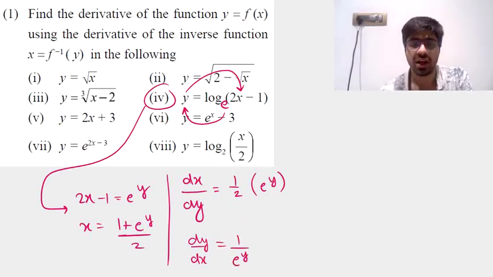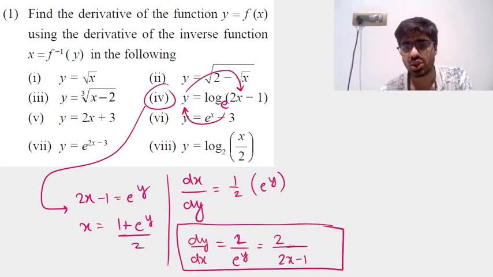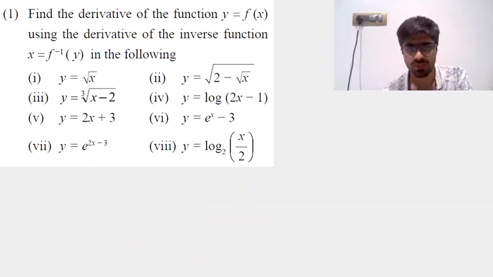E power y by 2, that by 2 goes up, and finally we have 2 upon e power y. e power y from here is going to be 2x minus 1. So 2 upon 2x minus 1. Yeah, that should be the final expression of dy by dx for the fourth question.